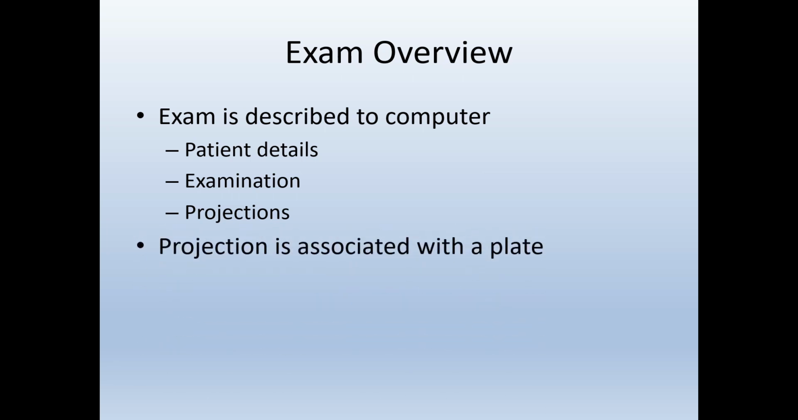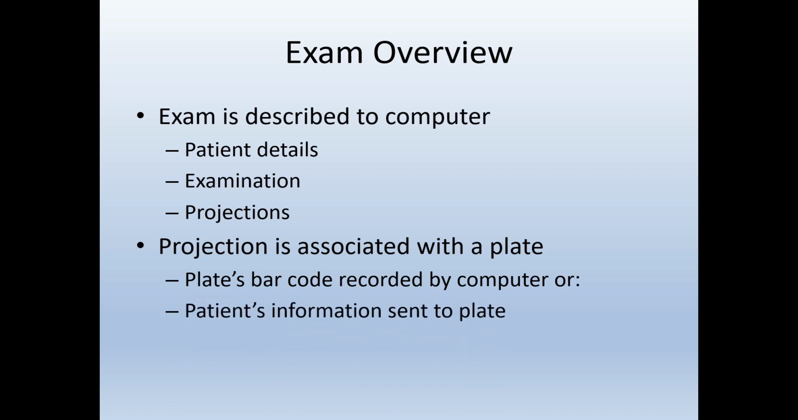Before or during the examination, the radiographer links a particular plate to a given view on the exam. During the exam, the radiographer must take care to use the cassette that is linked to a particular view. This controls the accuracy of post-processing correction. This association is accomplished by reading a barcode on the plate and storing the information in the computer, or by reading the patient's information from an RFID chip and associating it with the computer's current exam record.